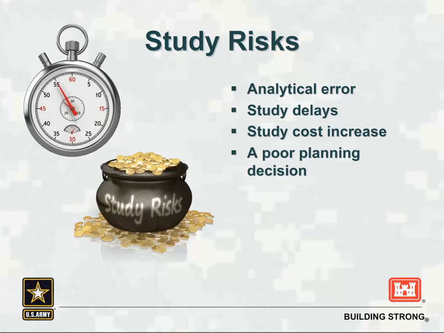Risks in the community are not the only risks, however. There can be study risks, especially in the dawn of the 3x3 planning paradigm and the new smart planning. Study risks could include such things as making an analytical error, making decisions that result in study delays or cost increases, or in the worst case, a poor planning decision could be made.